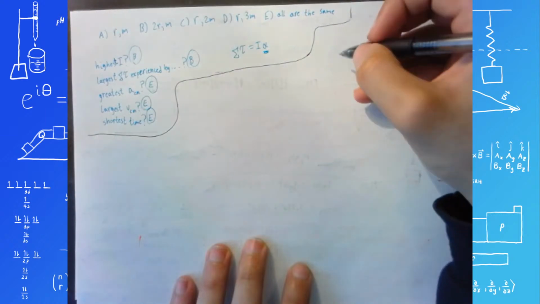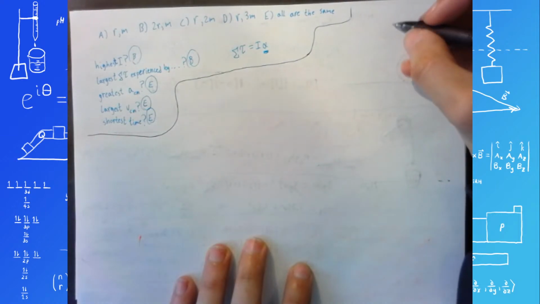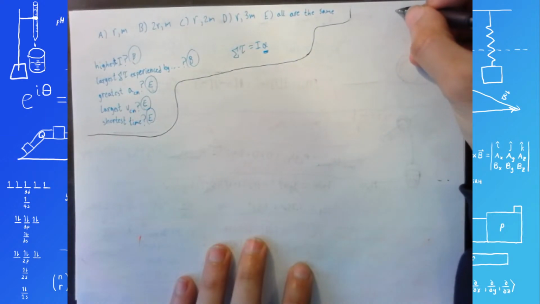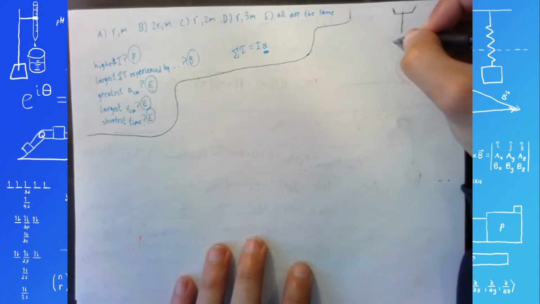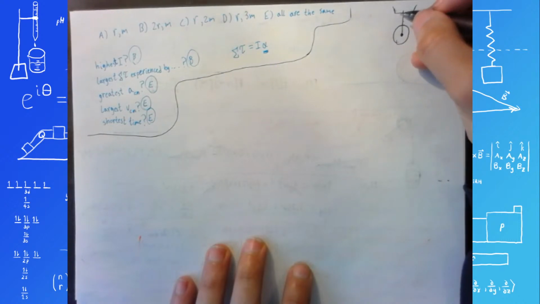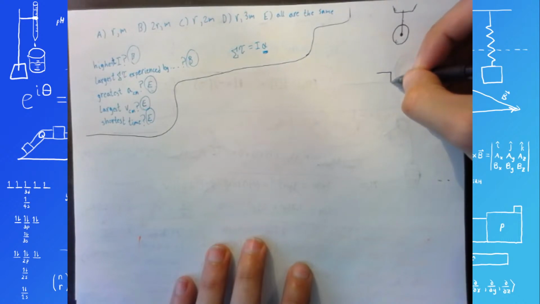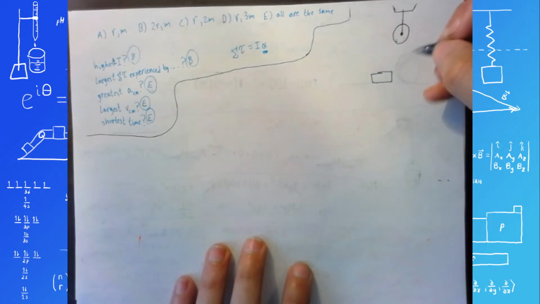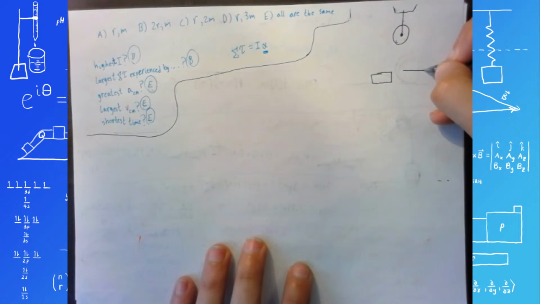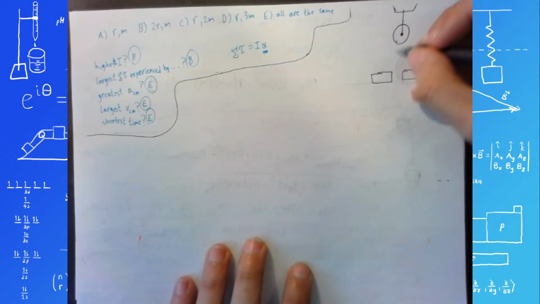So I guess I'll draw it over here since there's nothing better to do with this space. So we have, I guess it's connected to a ceiling somehow, and you have a pulley over here. And then connected to the pulley will be two objects. One object here, one object here.